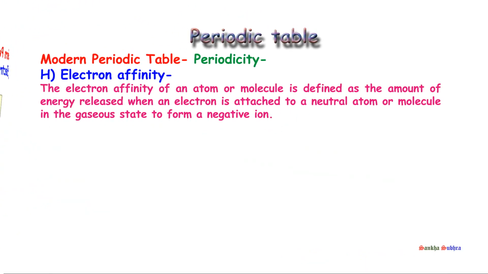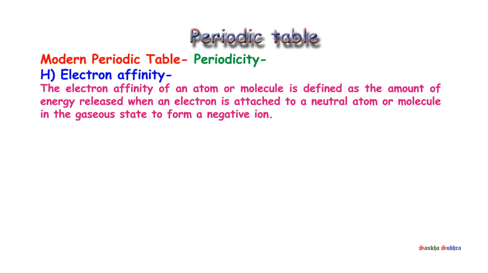The last periodic property which is going to be described right now is the electron affinity, or electron gain enthalpy. Basically, this is the amount of energy released while converting a neutral gaseous isolated atom into a negatively charged gaseous anion by adding an electron from outside. This is known as the electron affinity.